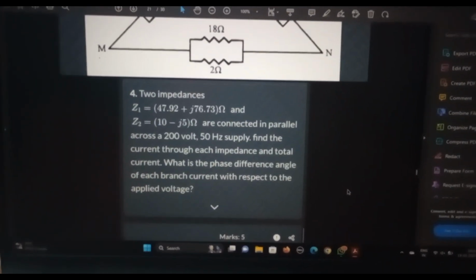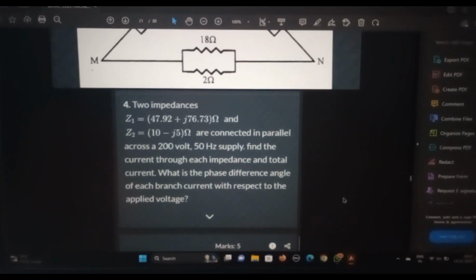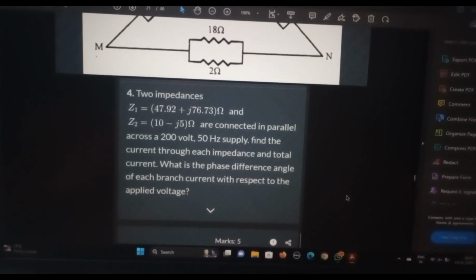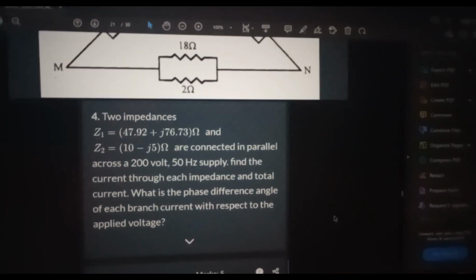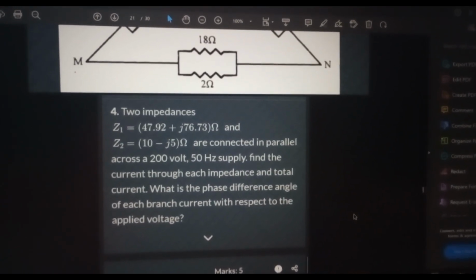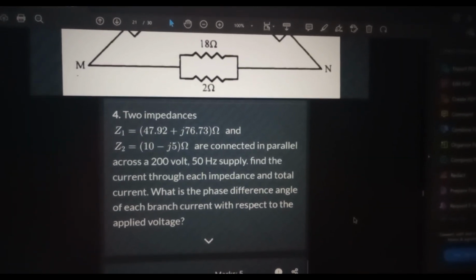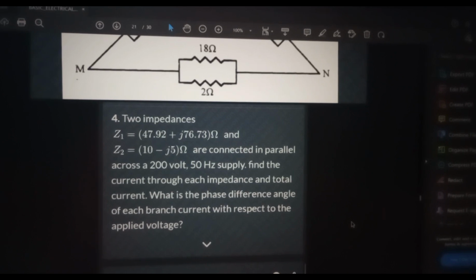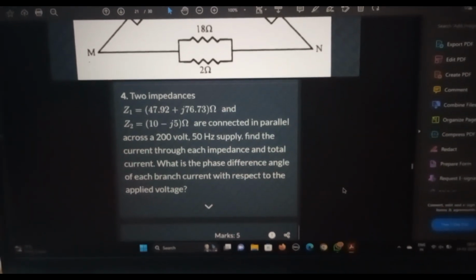Number 4. Two impedances, Z1 = 47.92 + j76.73 ohm and Z2 = 10 - j5 ohm, are connected in parallel across a 200 volt, 50 Hz supply. Find the current through each impedance and the total current. What is the phase difference angle of each branch current with respect to the applied voltage?